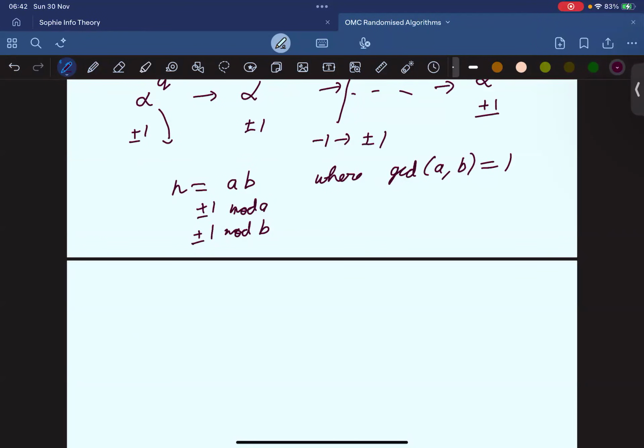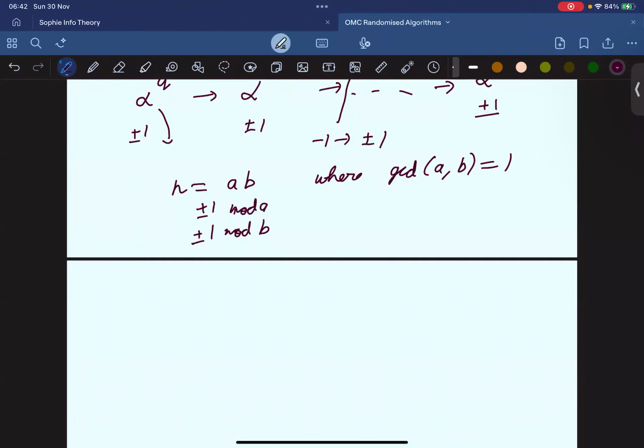So what's the algorithm? Just do this. Start with a random alpha, keep squaring it till you hit 1. Check if the number you went through is plus or minus 1 or not. If it's not, done. And you can repeat this to boost the success probability.